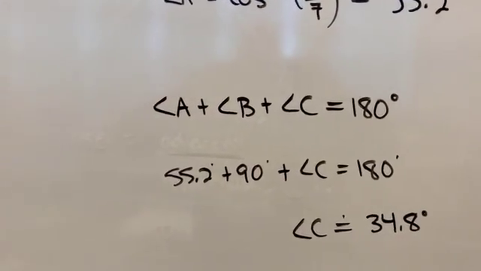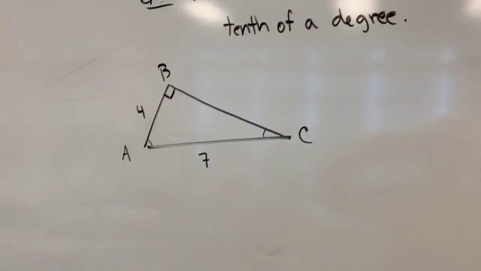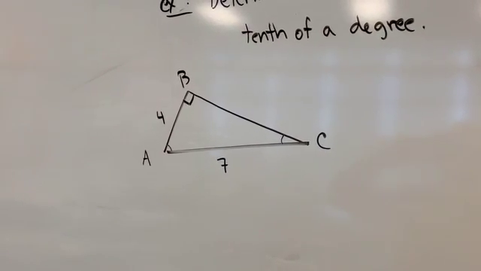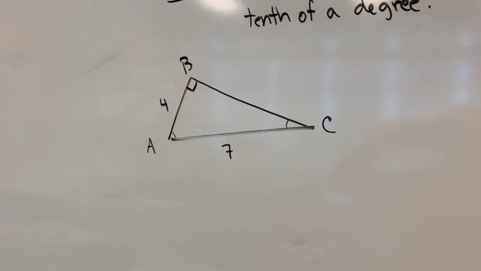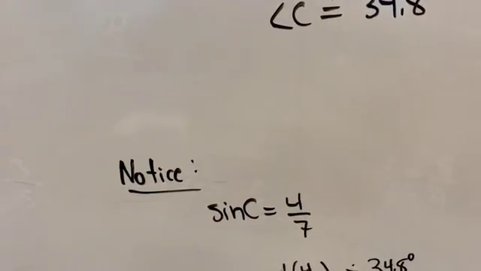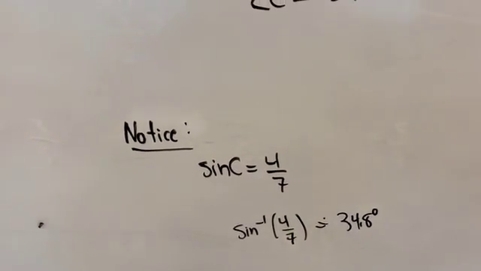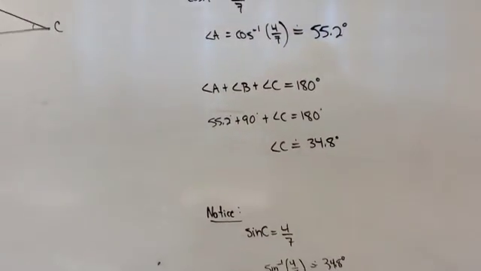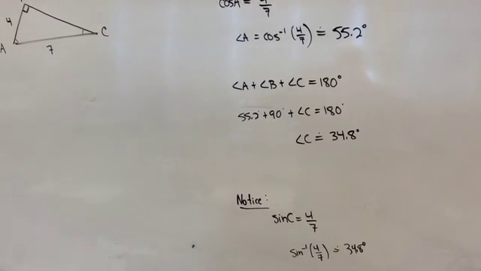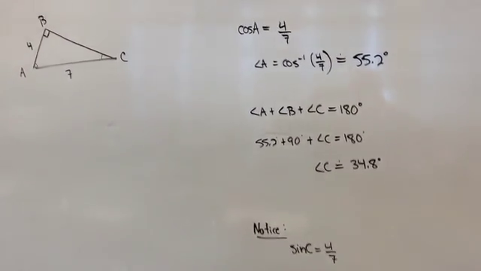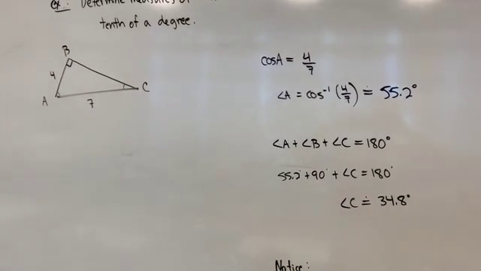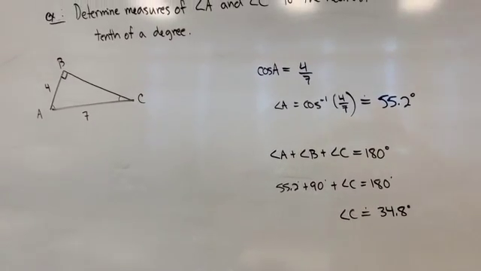Or I can go back to the triangle and say, well, for angle C, the two sides that I have are opposite and hypotenuse. So sine of angle C should be 4 over 7. And if I solve that, sine of angle C is 4 over 7, I also get 34.8. Neither one of those is particularly time-consuming or onerous, so use whichever one makes most sense to you. But to start off, you will need to use either a sine or a cosine ratio to get yourself an angle there.